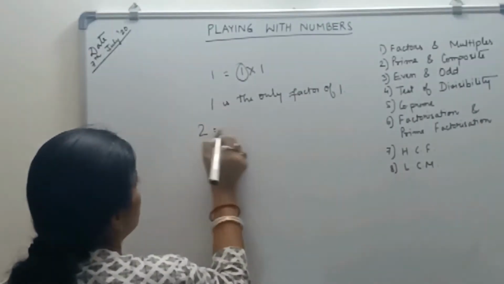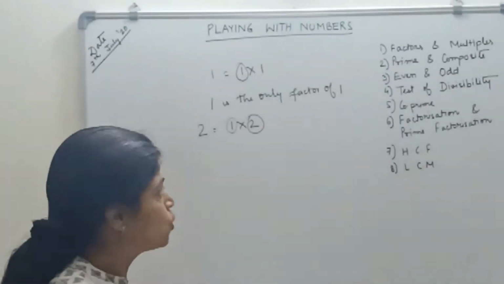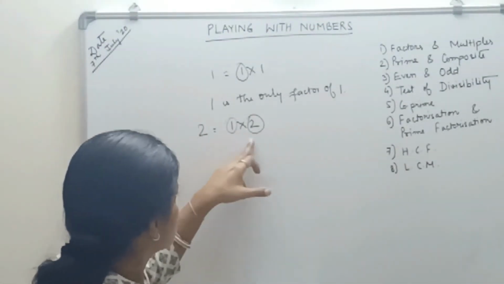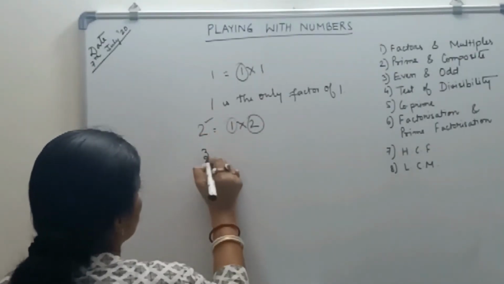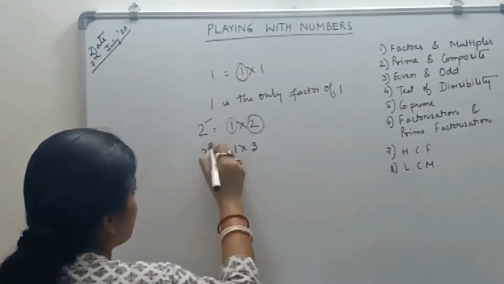Next, coming to 2. 2 means 1 into 2. There, how many factors are there? 1 and 2. So the number 1 and the number itself are the factors of 2. So this is a prime number. If I take 3, 1 into 3, are any more factors there? No. So 3 is also a prime number.